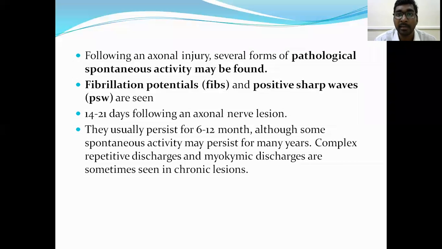Following axonal injury, several forms of pathological spontaneous activity are present. Fibrillation potentials and positive sharp waves are seen 14 to 21 days following an axonal nerve injury. You can find these two, and they usually persist for 6 to 12 months, although some spontaneous activity may persist for many years. Complex repetitive discharges and myotonic discharges are two separate types, sometimes seen in very chronic nerve injury lesions.